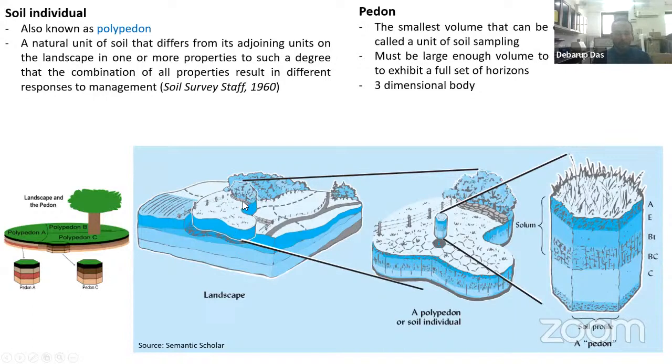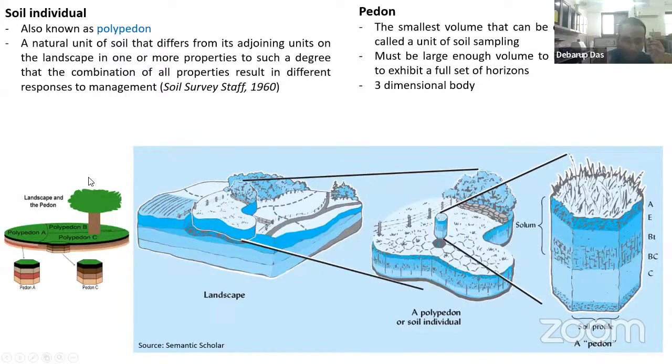Soil individual is made up of many pedons. So it is a polypedon. Soil individual is also known as polypedon. Polypedon is made up of pedons, and pedon is this, the smallest unit volume that can be called a soil. So please remember, this might come in the exam: the smallest volume that can be called a soil is called a pedon. Okay.